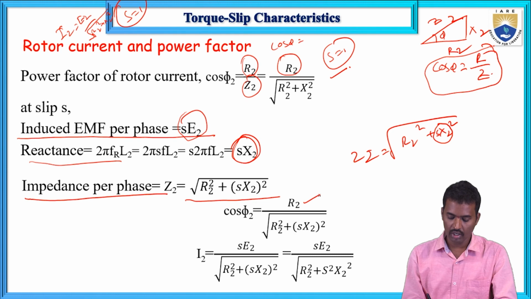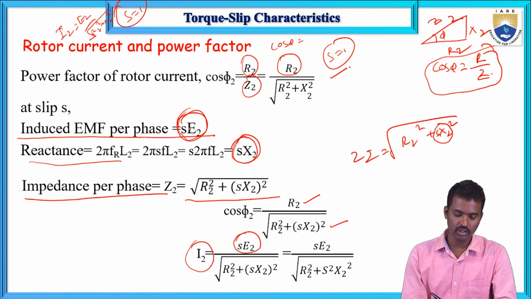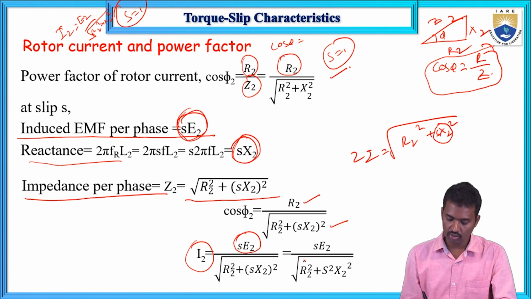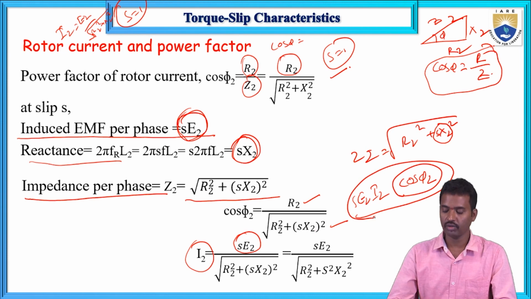Now cos phi equals R2 by square root of R2 square plus S X2 square, and I2 is also E2, and that means I2 equals S into E2 divided by square root of R2 square plus S square X2 square. Now we have the cos phi 2 formula in terms of slip and X2, the I2 formula, and the E2 formula. So now substitute in the equation.